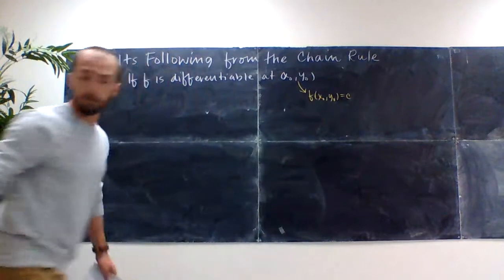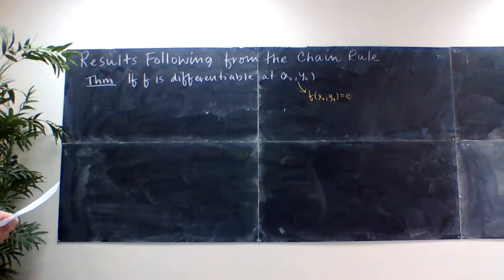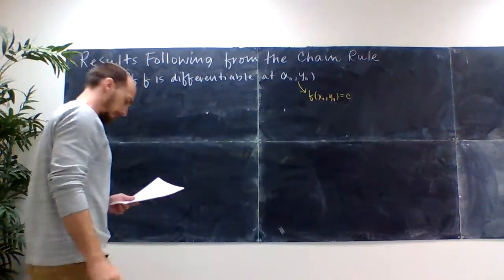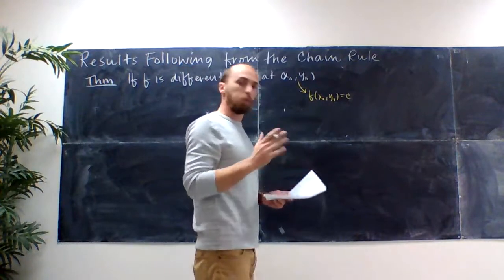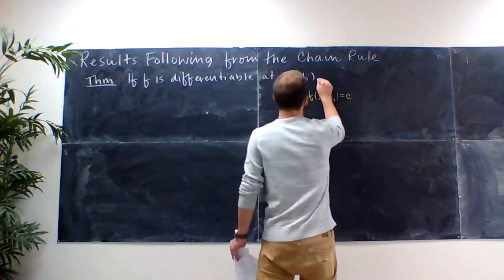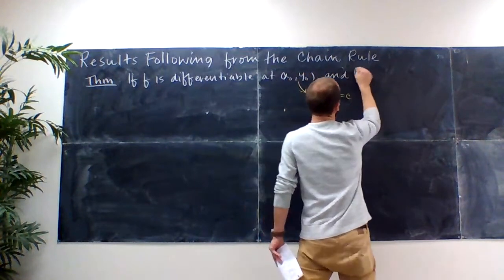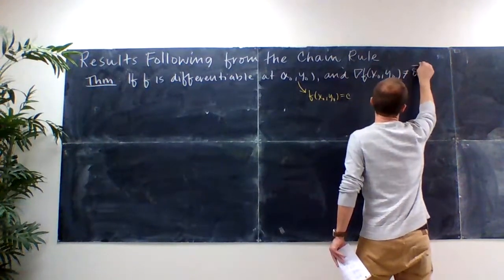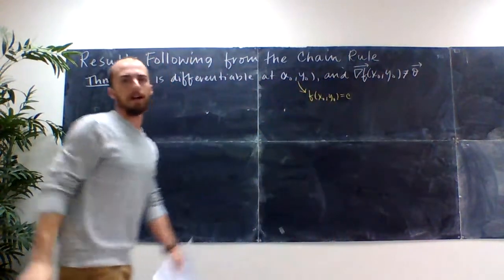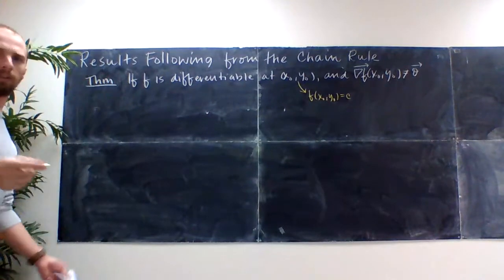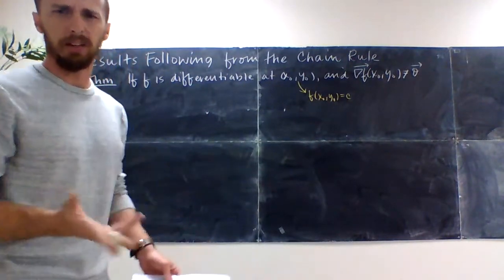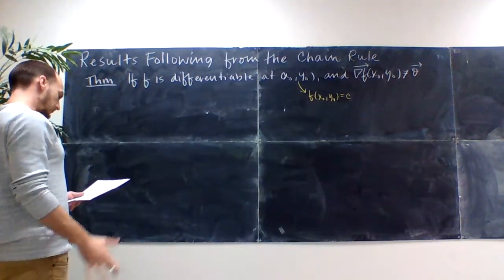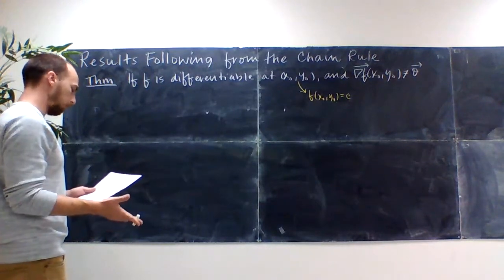I'm going to talk about the level curve f equals c. If f is differentiable at x naught, y naught, and the gradient is not the 0 vector, then, because if it's the 0 vector, then it can't really be orthogonal to anything, then gradient f is orthogonal to the level curve f equals c.